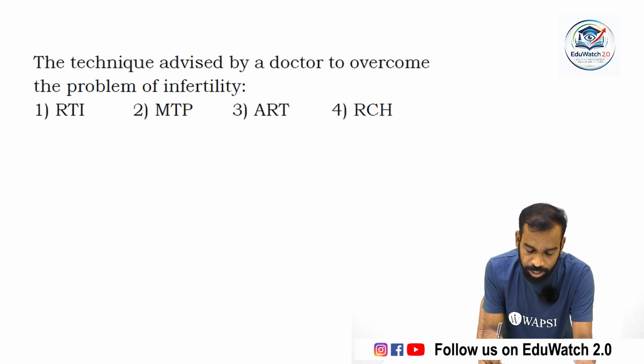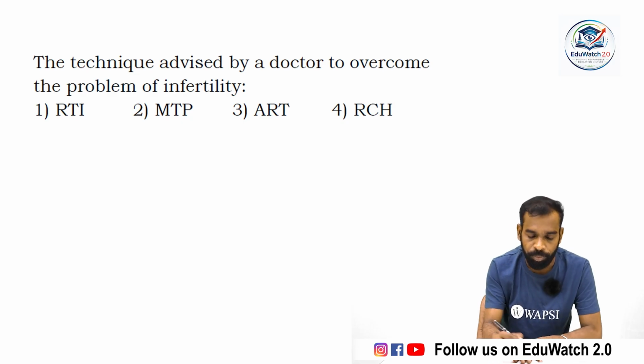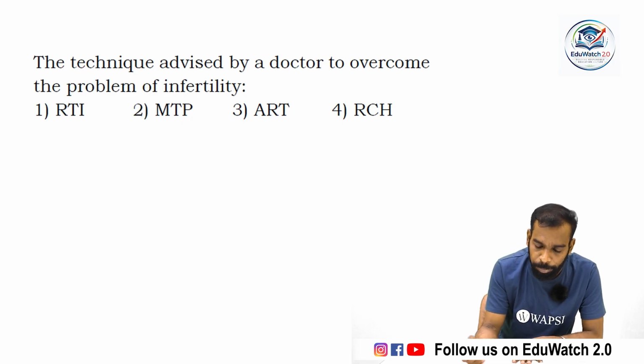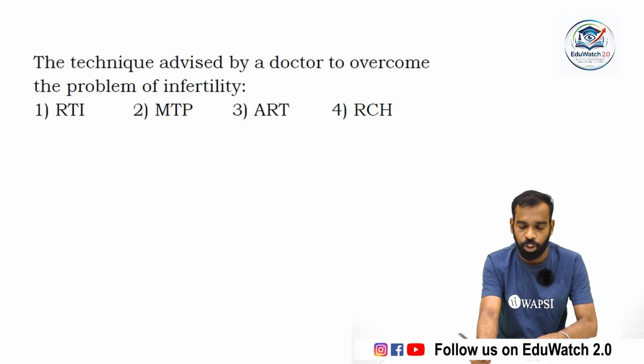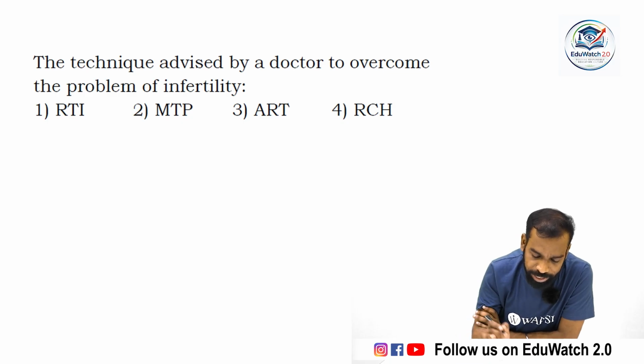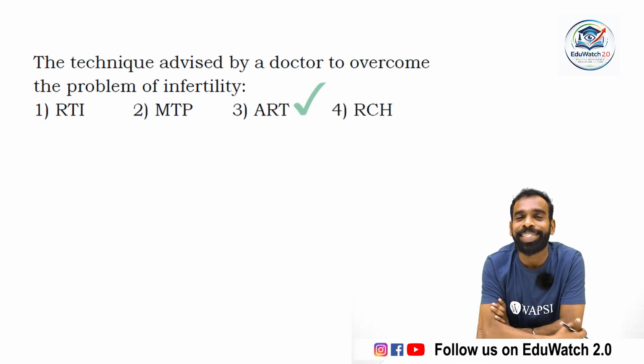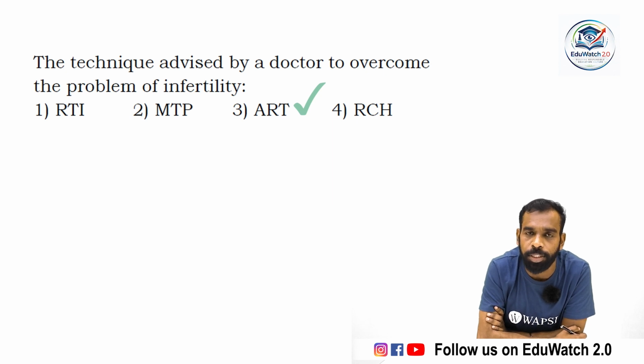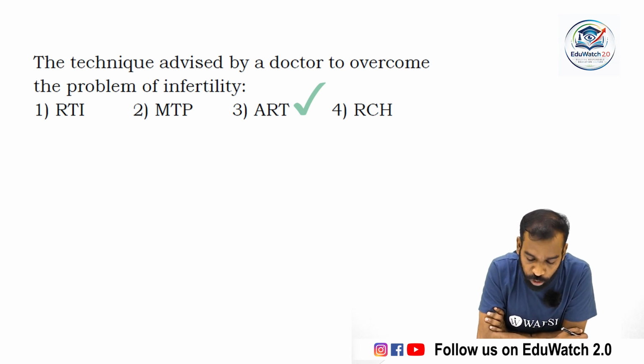The technique advised by a doctor to overcome the problem of infertility. I would like to repeat the question once again. The technique advised by a doctor to overcome the problem of infertility. RTI, MTP, ART, RCH. You know, question number 10, the correct answer is ART. Assisted reproductive technology.